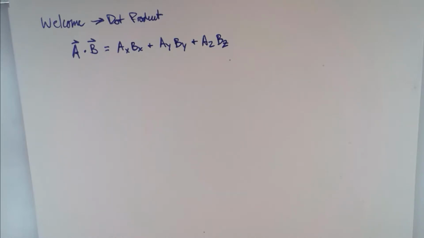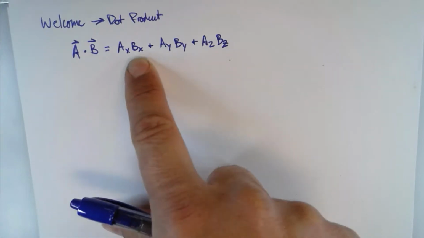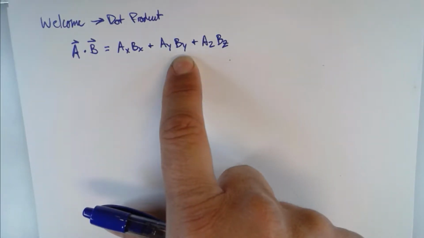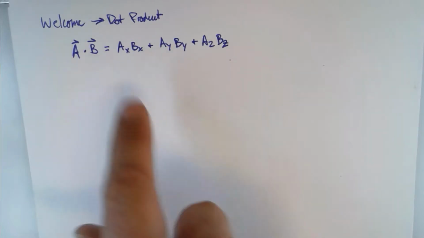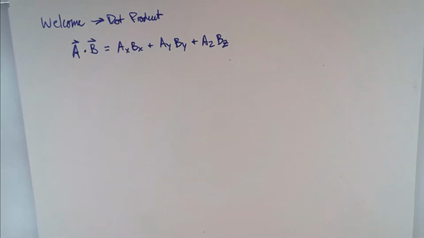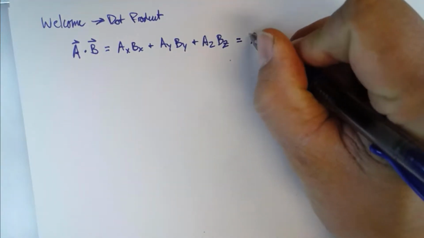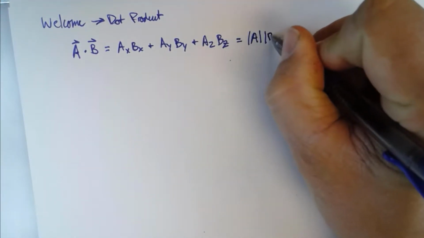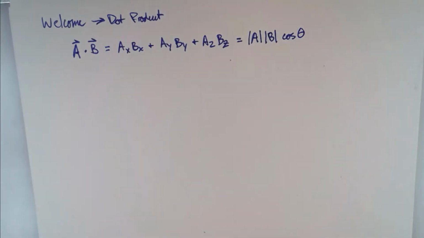Because I'm taking the scalar components in the x direction and multiplying them, and then the scalar components in the y direction and multiplying, and the scalar components in the z and multiplying, right? So this will end up with one giant scalar. It turns out this is also equal to the magnitude of A times the magnitude of B, multiplied by the cosine of the angle between them.